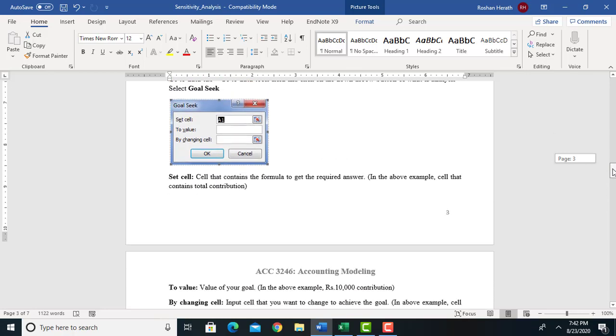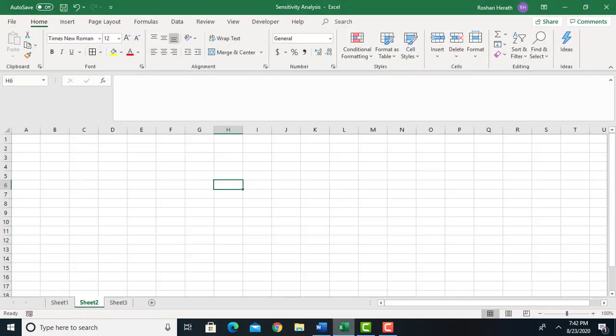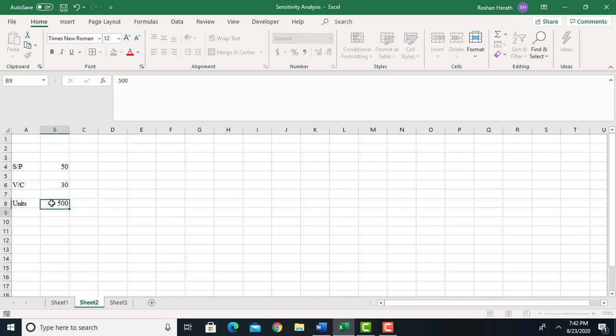Now let's see that through an example. Let's take the same example. You are given the basic model. The sales price is given as 50, the variable cost is given as 30, and you are also given the demand or the units output. It's given as 500 at the moment. So let's work out the contribution. This time contribution is our output.